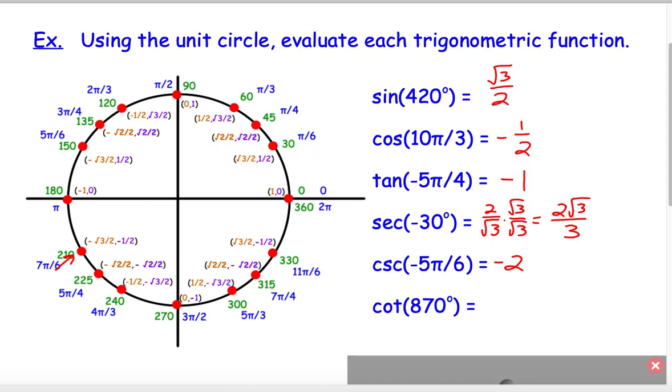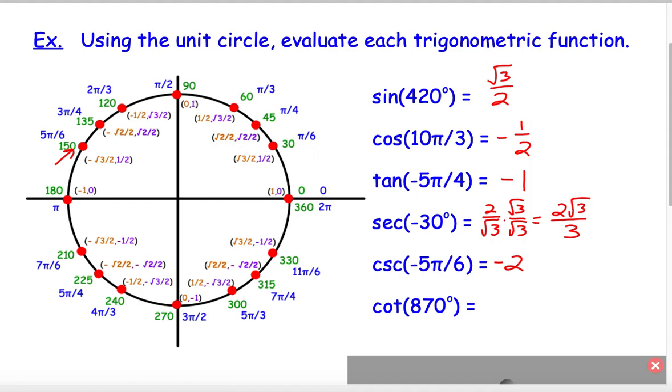And let's do one more. How about the cotangent of 870? Holy cow, it's a pretty big angle. So let's see. All the way around once is 360. Another time around would be 720. And I still have another 150 to go. So that would take me right to here.